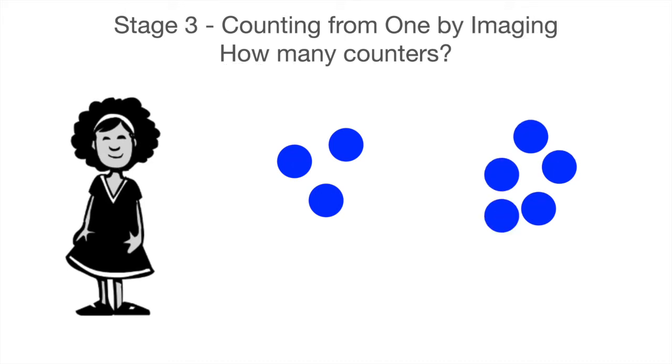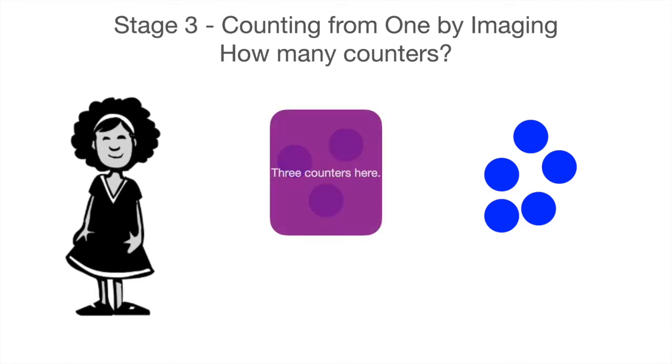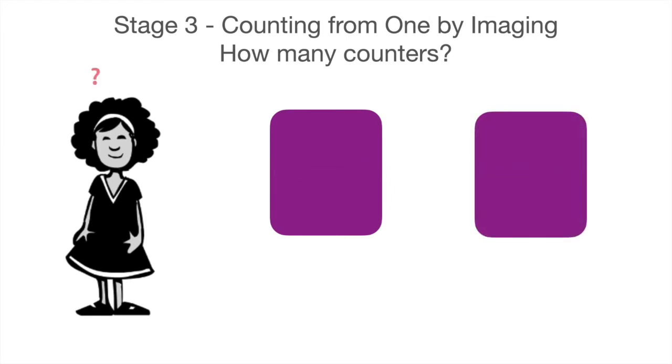Stage 3 thinkers also count all of the objects to solve simple joining and separating problems. However, students at this stage are able to image visual patterns of the objects in their mind and count them.